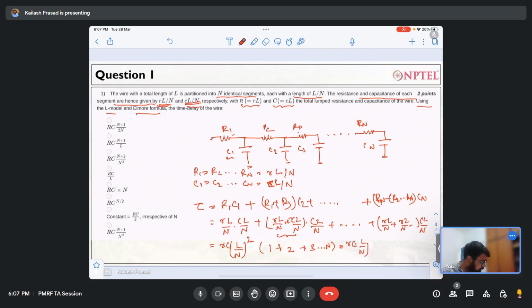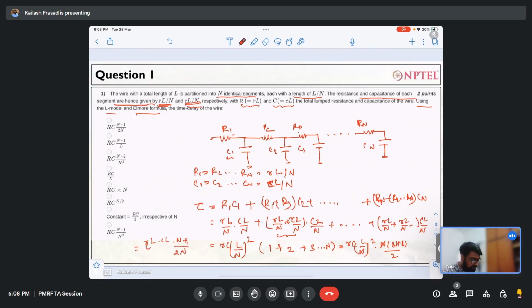Okay, now if we simplify it again, and it's an arithmetic progression, so you apply RC L by N square, okay, multiplied by n plus 1 by 2, that is the sum of n numbers. So if we simplify this, 1 n will be cancelled from here, and it will be R multiplied by capital L, C multiplied by capital L, and then it is actually multiplied by n plus 1 divided by twice n.